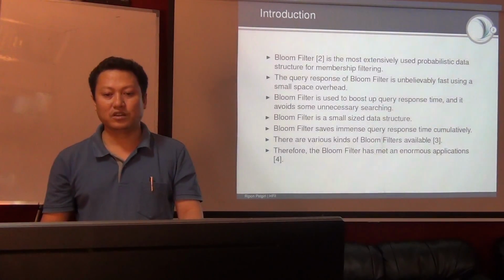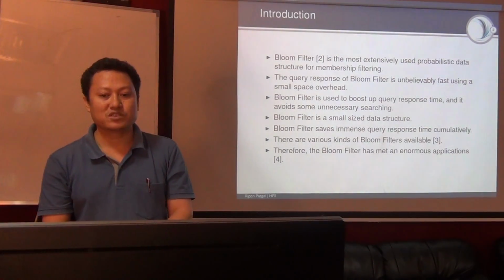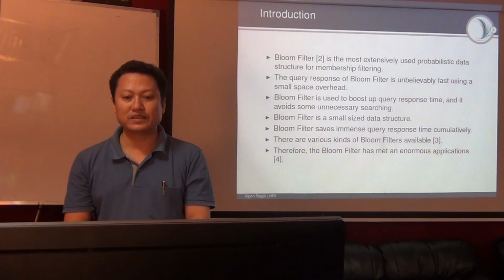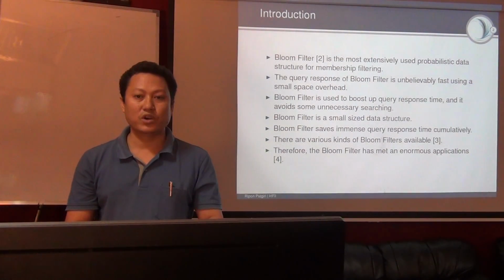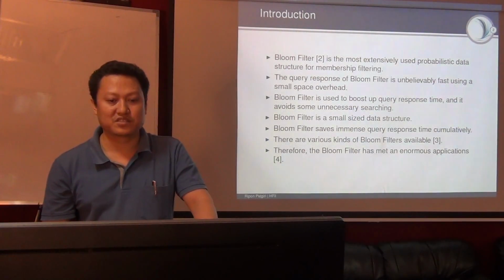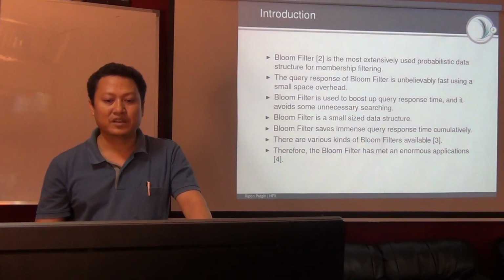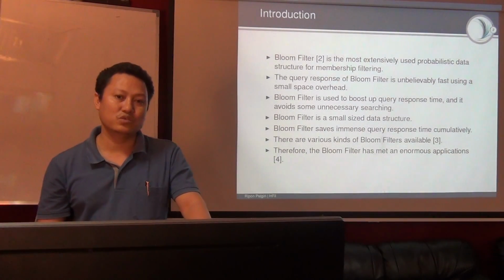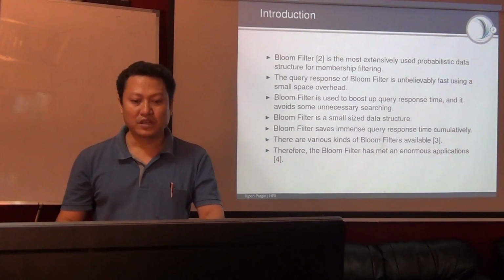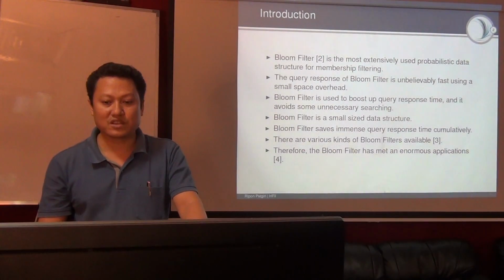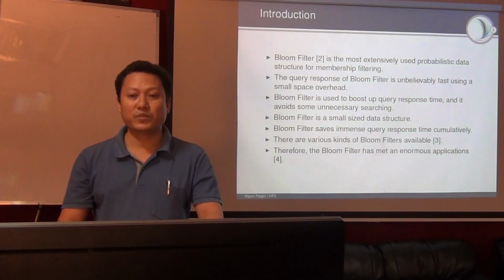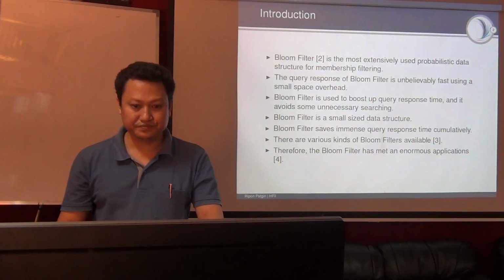Introduction. Bloom filter is the most extensively used probabilistic data structure for membership query. Bloom filter is used to boost up query response time, and it avoids some unnecessary searching. Bloom filter is a small size data structure which uses a tiny amount of memory from RAM. So Bloom filters have immense query response time benefits cumulatively. There are various kinds of Bloom filter available, and they also match enormous applications.